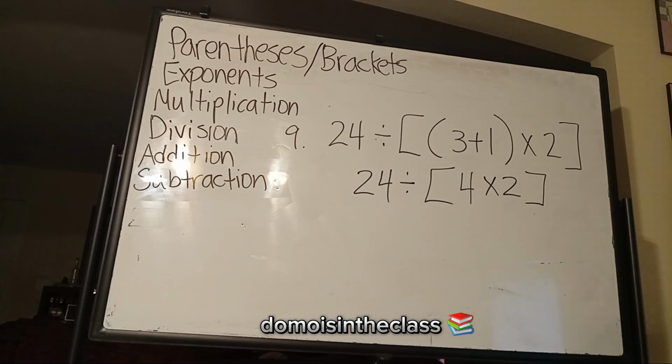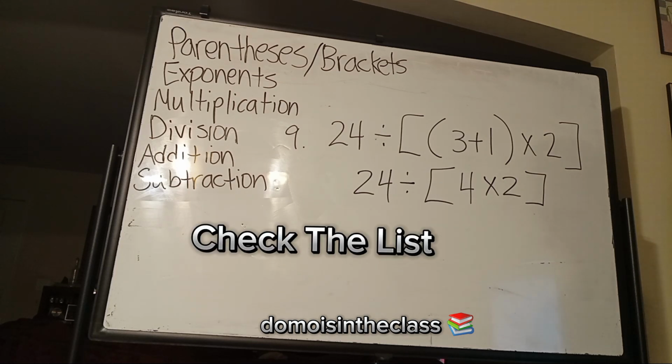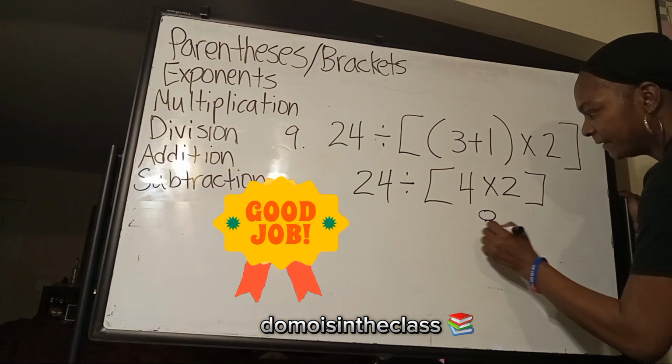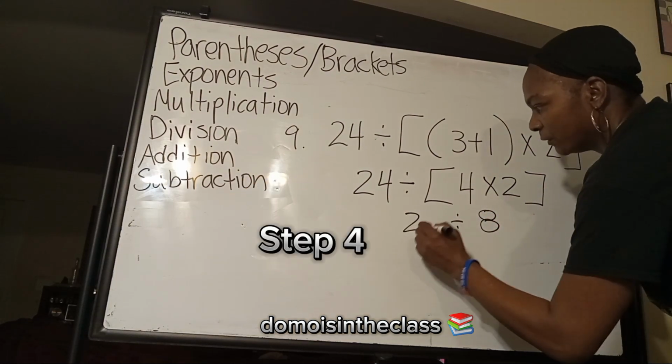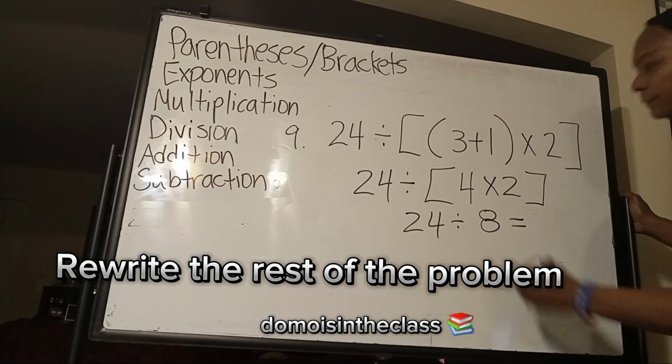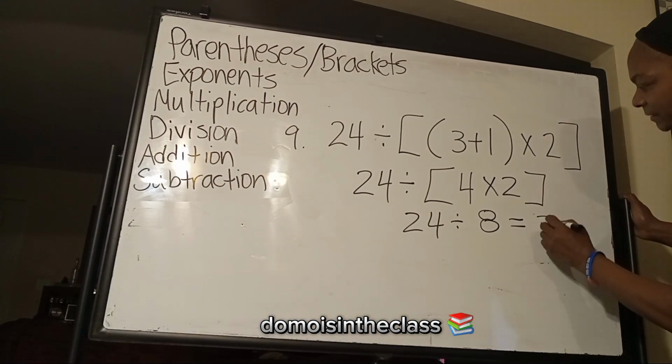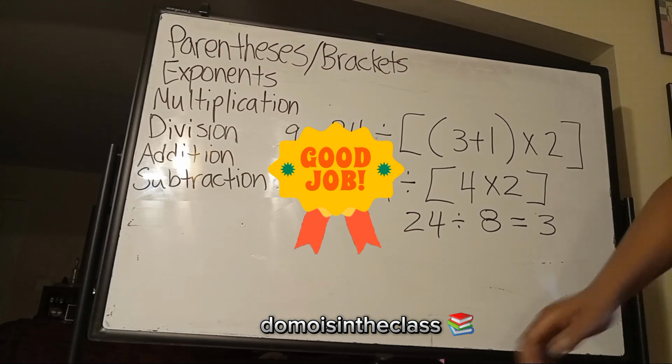So, now what are we going to do? 4 times, then we do 4 times 2. Great job. 8. That's right. We get an 8. 24 divided by 8. Know what that answer is? We get 3. There we go. Great job. Answer is 3.